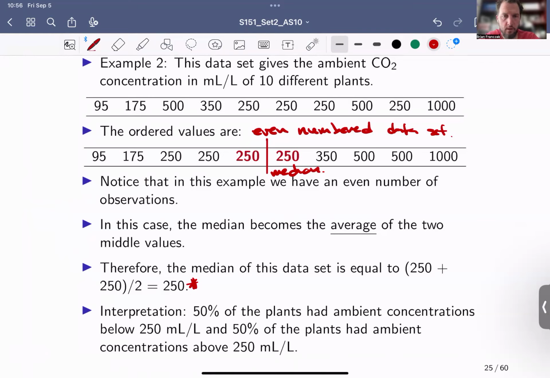Okay. So regardless, if it's even numbered, this is the process we have to take to find the median. Average the center points, so the ordered midpoints. And then we can say something like 50% of the plants had concentrations below 250, 50% had concentrations above 250. So the interpretations of the median are also slightly different depending on the number of values in the data set.